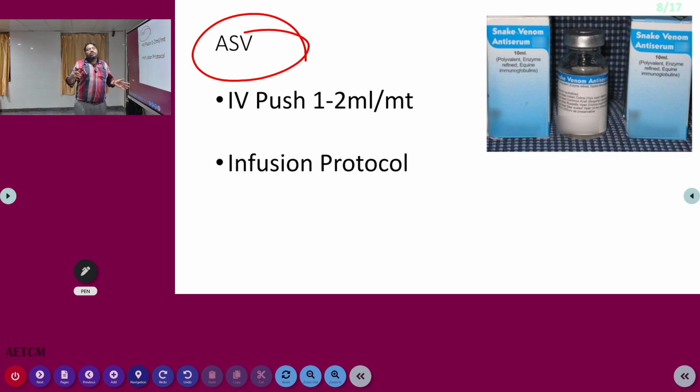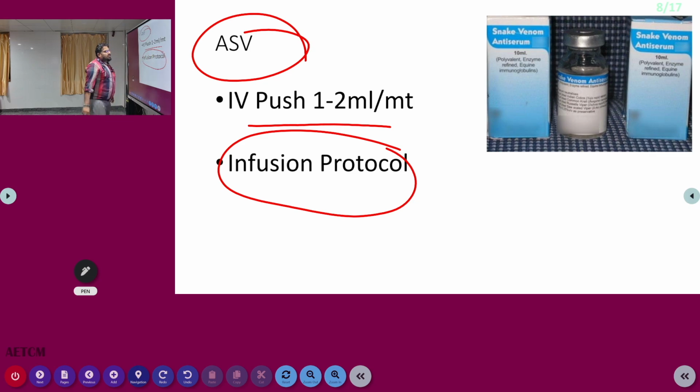You decide to give anti-snake venom when you have either systemic toxicity, local signs, abnormal bleeding parameters or neurological weakness. You decide that this patient requires anti-snake venom. The IV push method is there, and there is also an infusion protocol. The IV push method is what we commonly practice, around 1 to 2 ml per minute. So if you have decided to give 100 ml, that is 10 vials, you need to give it over a period of 100 minutes. That is the IV push method.